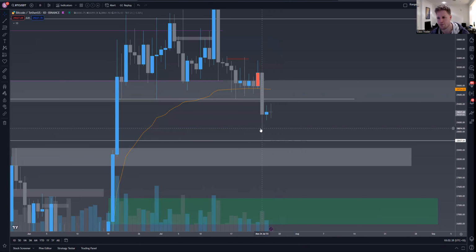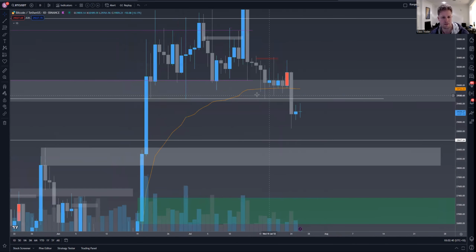So obviously this level probably needs to get swept, right? Regardless of whether it does or doesn't, reclaiming 29,500 makes it look a little bit better, but still not out of the woods just yet. Price can come up here, reject off this order block, and then continue further down. So need to be careful of getting bullish too early.